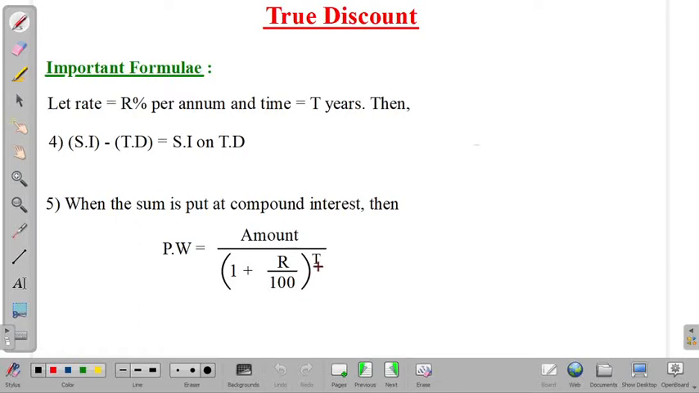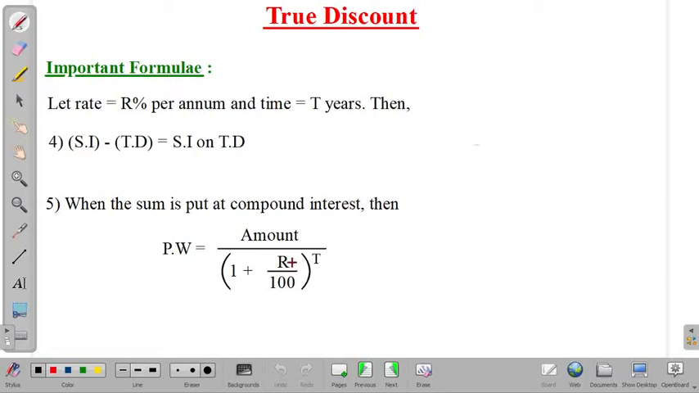Suppose interest is compounded 6 months. Okay. In 6 months or half yearly we can say. Then in that case, rate of interest will be annual rate divided by 2 and time will be number of years into 2. Okay. If the interest is compounded quarterly, then interest rate will be annual interest rate divided by 4 and time will be 4 into number of years. Okay. So we can calculate the present worth using this formula.